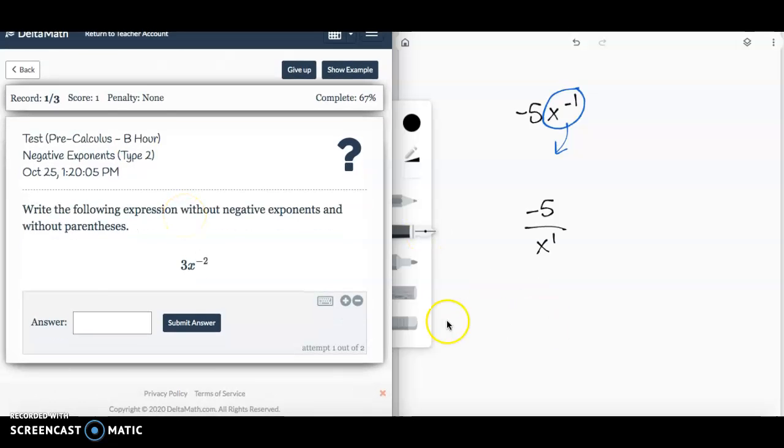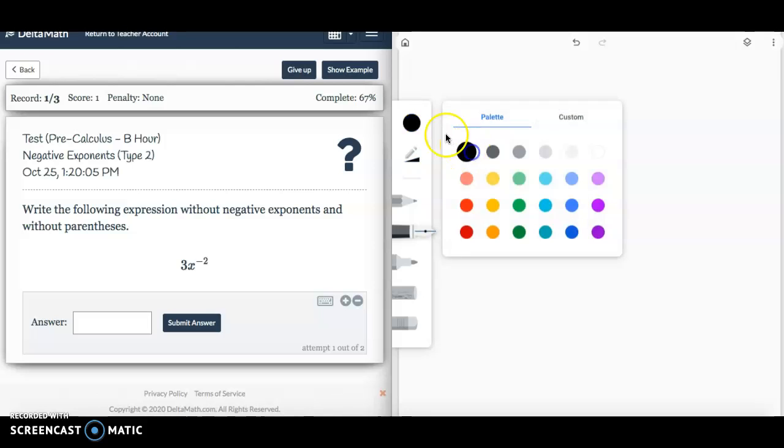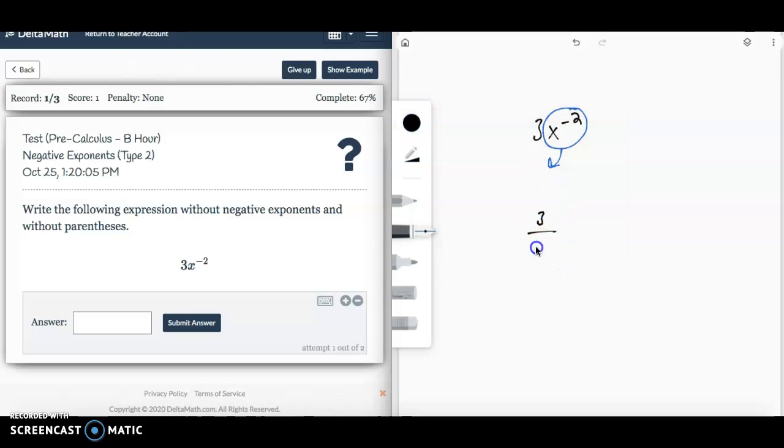All right, let's do this one, writing this one without negative exponents and without parentheses, so 3x to the negative 2. My x to the negative 2 is living on the wrong side of the fraction, so it has to go to the bottom. So I end up with 3 over x squared.